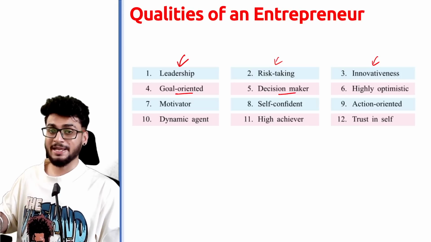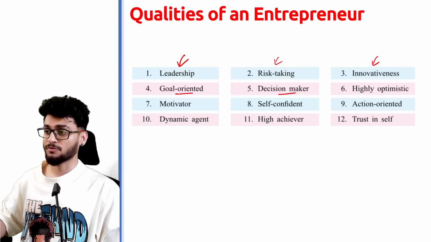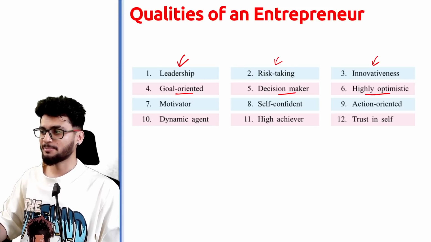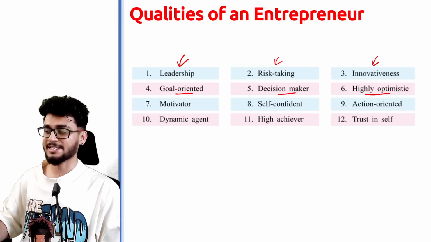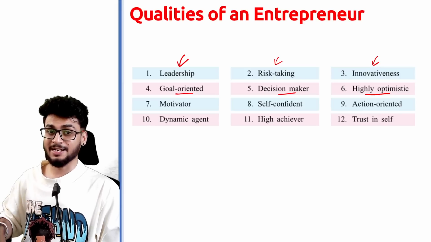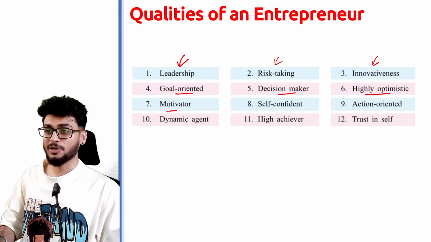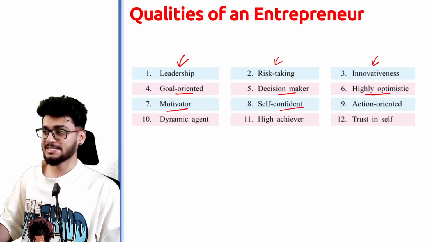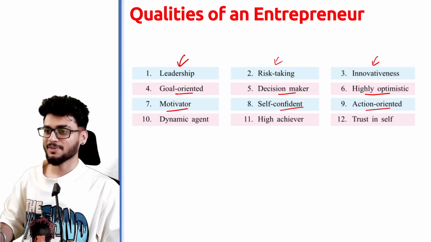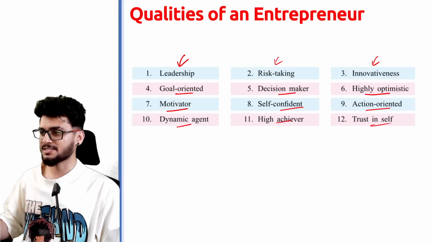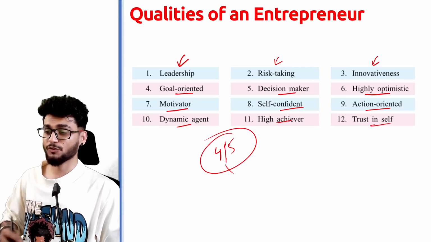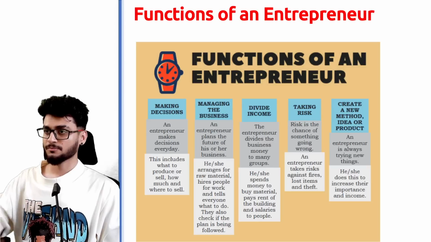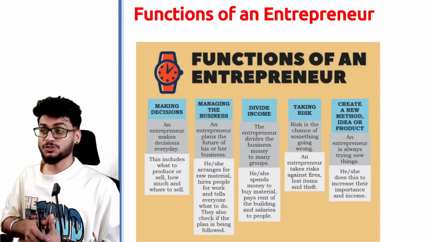Decision maker, you need to take decisions every day for your company, for your business. Highly optimistic means you look forward towards the positive aspects of your work. It's not that you're negative all the time. You're optimistic that your business would work. Motivating people, self-confidence, obviously. Action oriented, you don't just think, you apply that thinking into work. Dynamic agent, high achiever, and trust in self. Out of these, you just need to remember 4 or 5. That would be enough for your examinations. Now let's look at the functions of an entrepreneur.